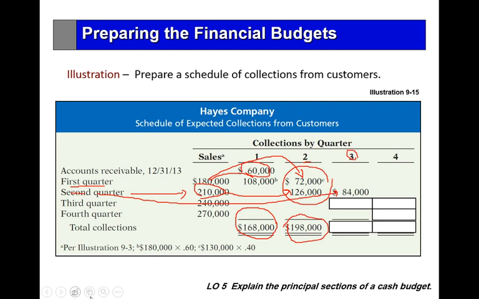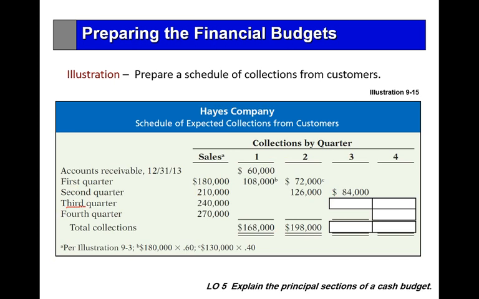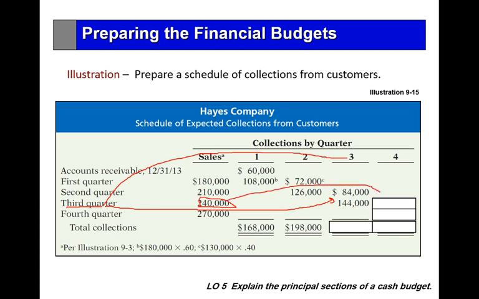In the same manner, we have the third quarter sales and third quarter collection. We assume that we will collect 60% of the third quarter sales in the same quarter. 60% multiplied by 240,000, we have 144,000, and the rest, which is 40%, will be collected in the next quarter, the fourth quarter, which is 96,000, 240,000 multiplied by 40%. Then total cash collection for the third quarter is 84,000 plus 144,000, which is $228,000 expected to be collected in the third quarter.